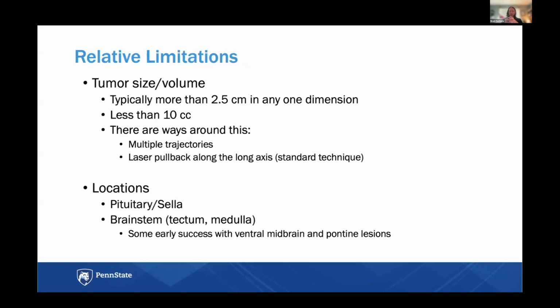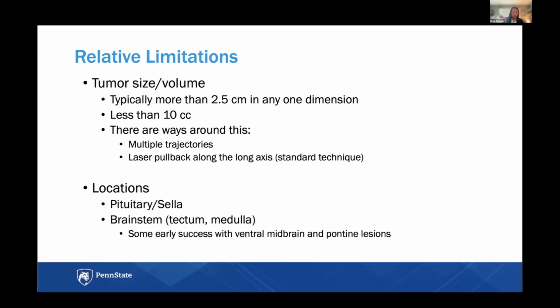In general, concentric lesions, you can treat with a diameter of about 2.5 centimeters. Now, depending on the tissue, sometimes it's more, sometimes it's less. Typically tumors that are less than 10 cubic centimeters, but there are ways around this. You can treat a longer lesion by pulling back along the trajectory. You could use multiple trajectories. And so I think people have been pushing the boundaries as we've become more comfortable.